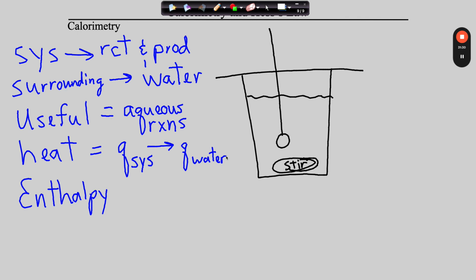Imagine that we dump acid and base into this cup. Which direction does energy go? Out. And guys, where does it go? It goes everywhere. Guys, it goes into the water. It goes into the air. It goes into the thermometer. It goes into the stirring bar. It goes into the cardboard. It even goes through the cardboard and through the styrofoam and out into the room. Guys, energy goes everywhere.